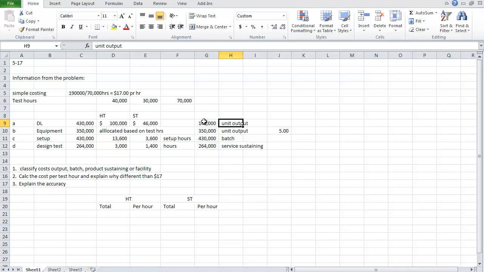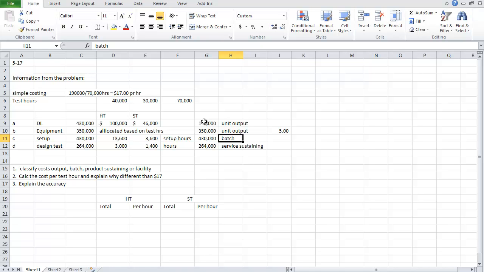testing for every hour of testing. So these are unit level. The more units we make, the more costs we incur. Letter C, which was our setup costs, that's at a batch level because they're incurred each time a batch of material is set up for either the heat testing or the stress testing. Regardless of the number of hours we spend, each time we set up one of these runs, we have to pay this cost. So this is at a batch level.